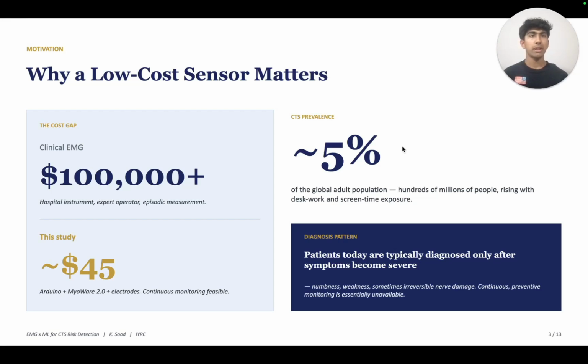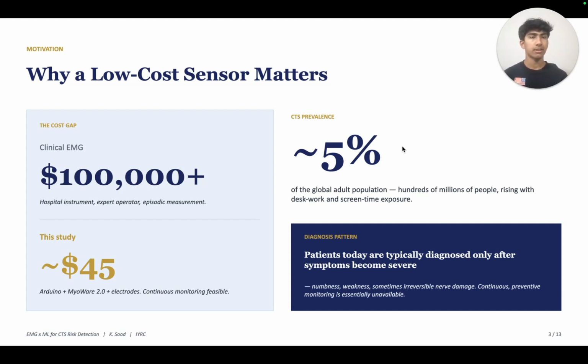However, there are many gaps in current-day CTS-related EMG technologies. First, clinical EMGs cost thousands and thousands of dollars, making it hard for a doctor to have in their office. Second, patients today are typically diagnosed only after symptoms become severe, so there is no continuous preventative monitoring available in the market. Third, these technologies are invasive, meaning that they usually require a needle to be inserted into the patient's arm, which can then lead to discomfort or even infection.